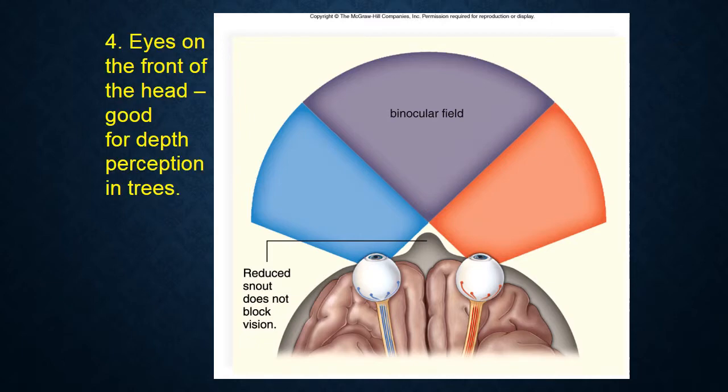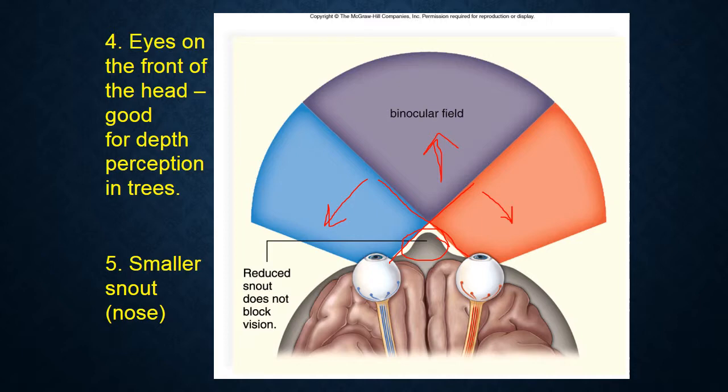The fourth is that we have eyes on the front of our head, not out to the side, and this is particularly good for depth perception. And because of that, we have a smaller snout or nose, some people smaller than others. But in this image here, this out here would be considered your peripheral vision. So you still see those things out to the side. But in the center is the binocular vision, and that's where depth perception is its best. And in order for that to occur, this nose has to be small because that angle has to be able to come out and cross each other. So that reduced nose helps with that as well.